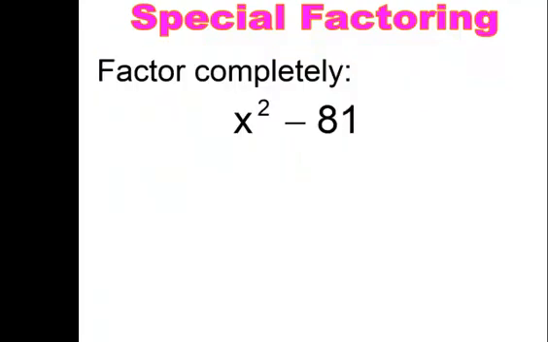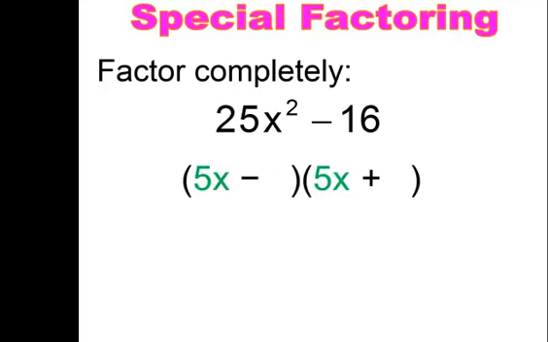Pause and try. So in this case, x squared is a perfect square. 81 is a perfect square. So I factor it. It's going to be x minus 9, x plus 9. Or you could have x plus 9, x minus 9. The order in which you write the binomials, it doesn't matter. Pause and try.